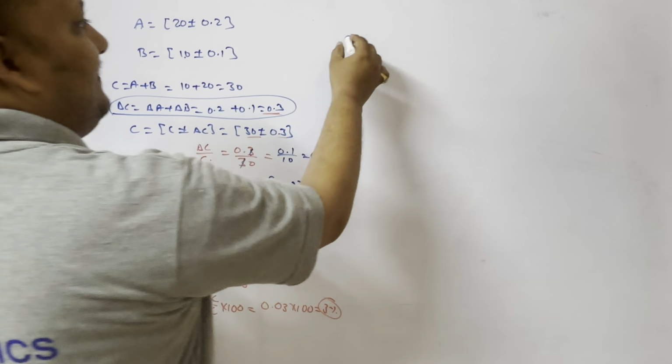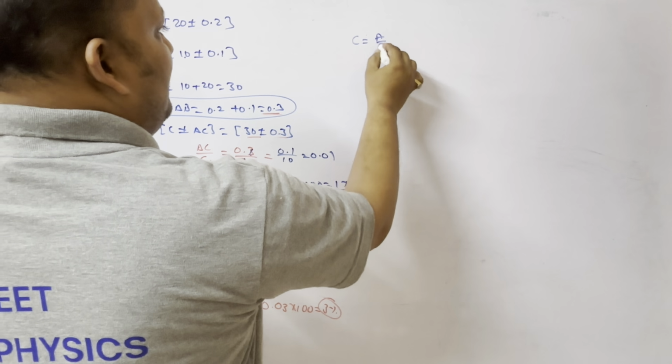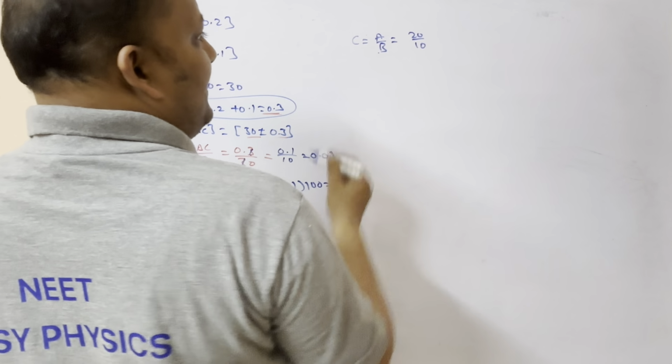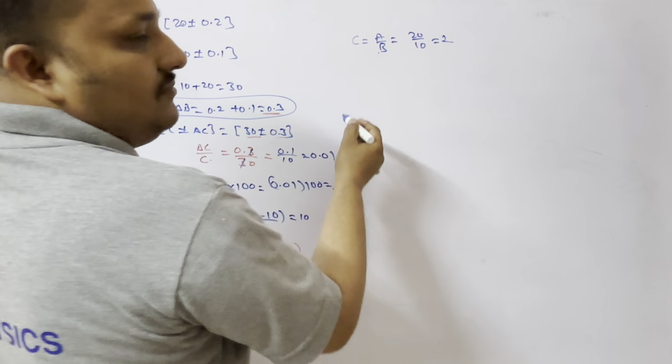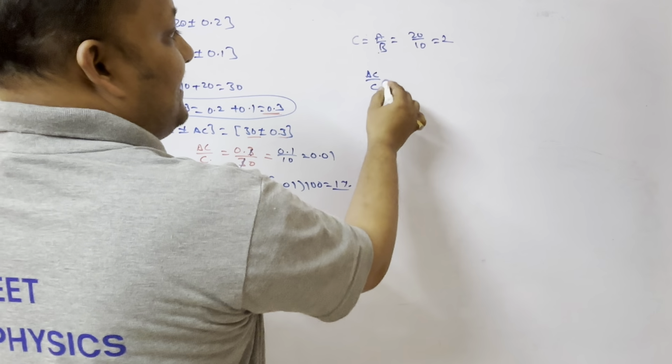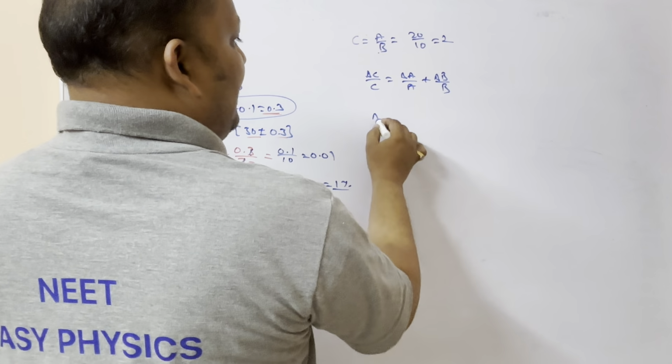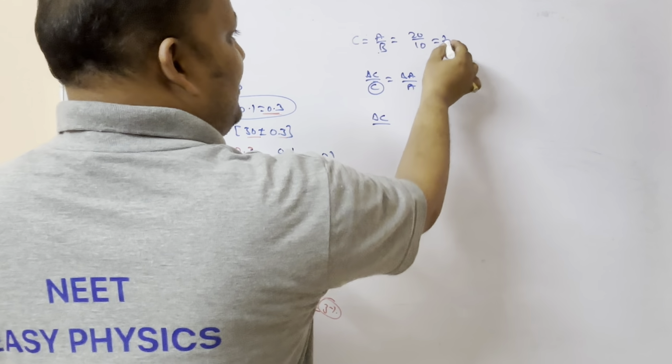If they give division or multiplication, C is equal to A by B. What is A by B here? 20 by 10. That is going to be 2. Now, what is delta C? Delta C by C is delta A by A plus delta B by B.